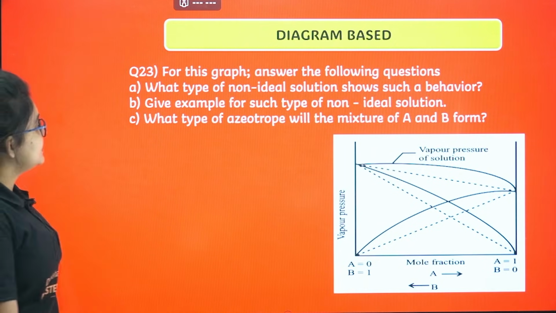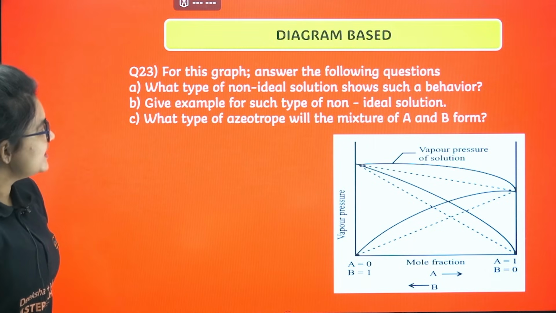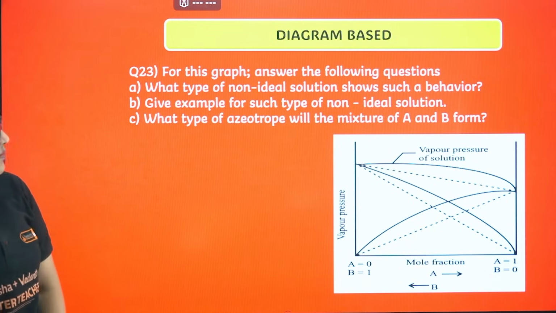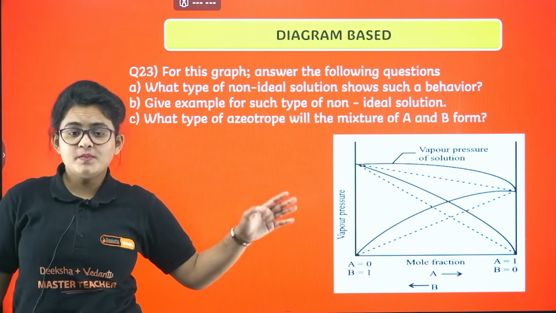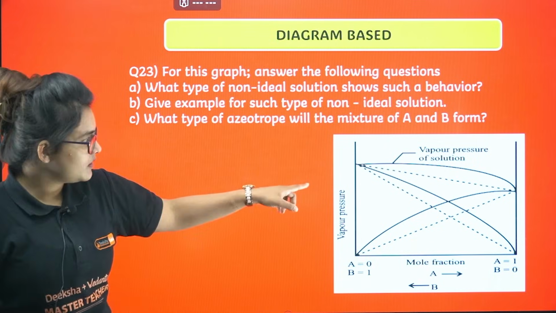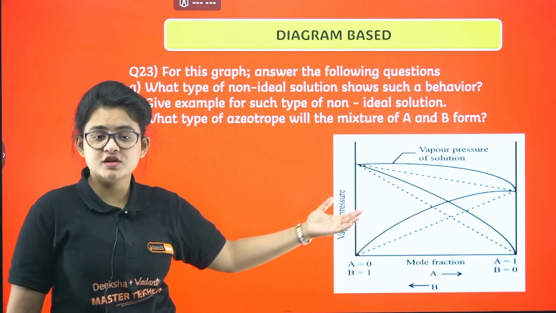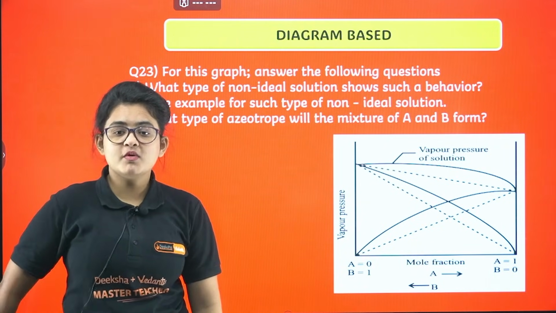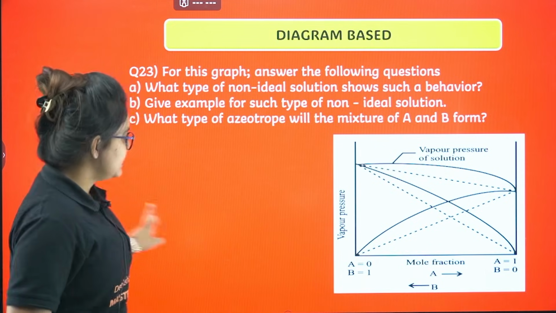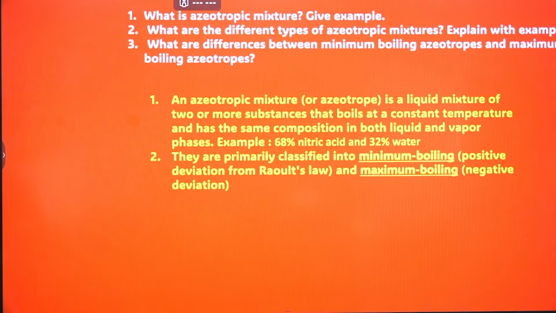Next, what type of azeotrope will the mixture of A and B form? This is basically the positive deviation from Raoult's law. They will show a minimum boiling azeotrope. Let's proceed. What is an azeotropic mixture? Give an example. What are the different types of azeotropic mixture? Explain with example. What is the difference between minimum boiling azeotropes and maximum boiling azeotropes?